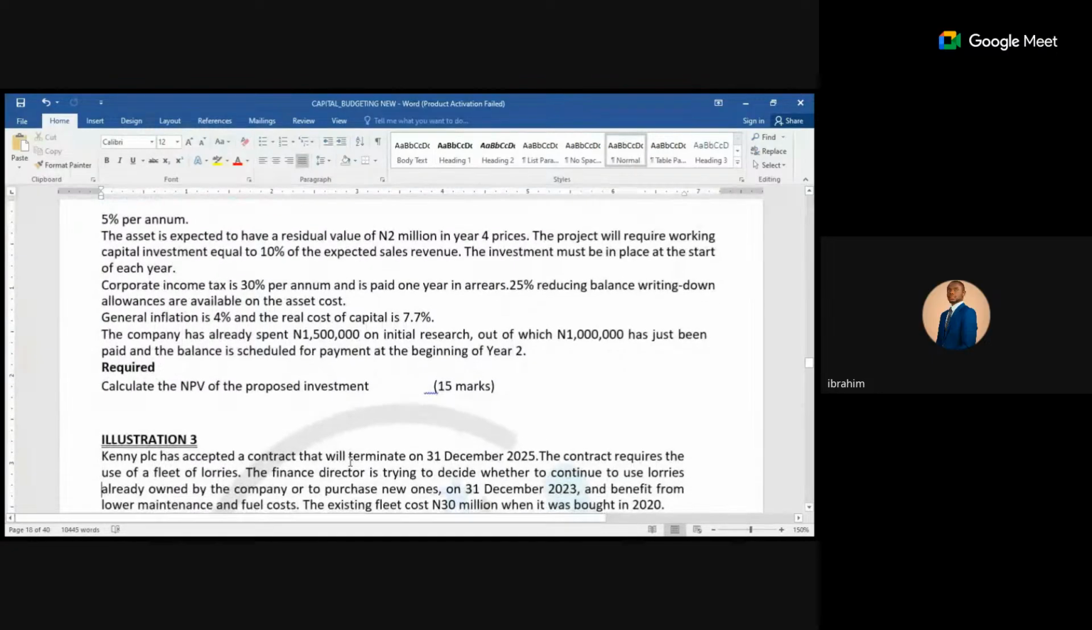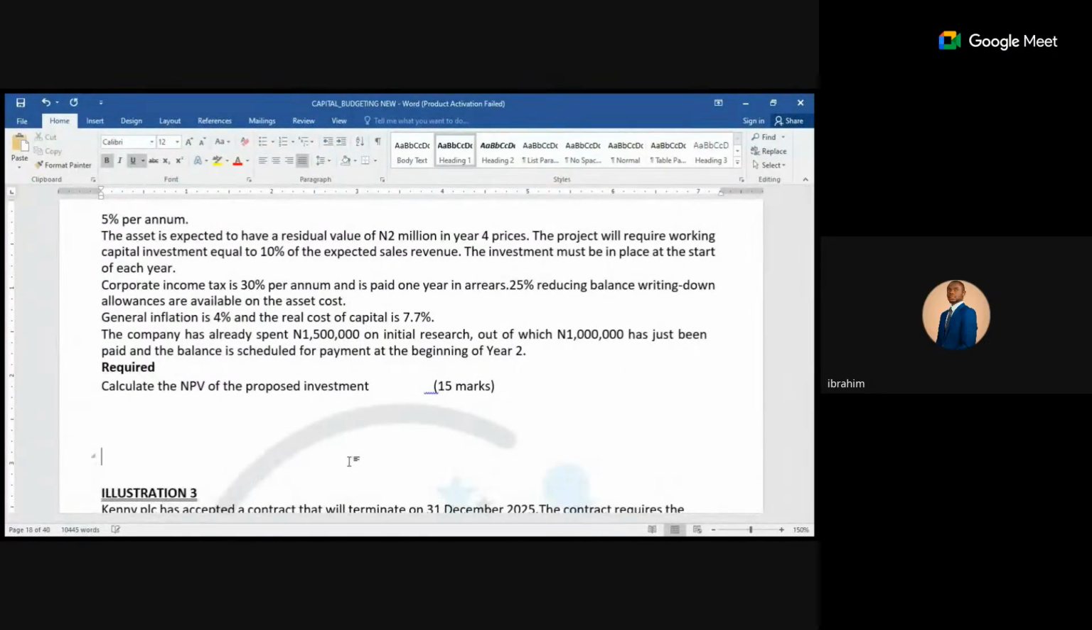Okay, suggested solution. What is the name of the company? Temidayo. Right?